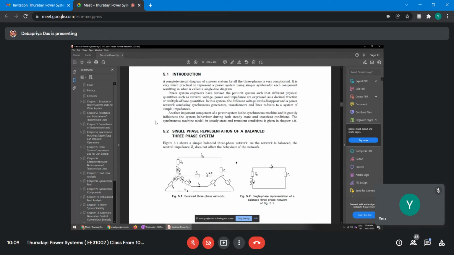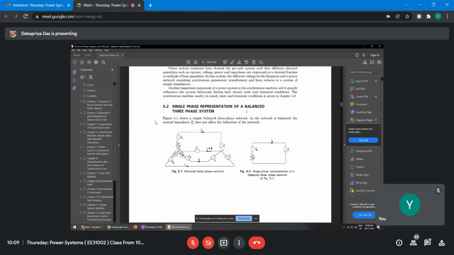So for example, single phase representation of a balanced three-phase system: for your synchronous generator, which you have studied in electrical machines, suppose these are the three phase voltages EA, EB, EC. It is a balanced system, right? If EA is EA angle 0, then EB will be minus 120 degrees and EC will be plus 120 degrees or minus 240 degrees, right? It is a balanced system.